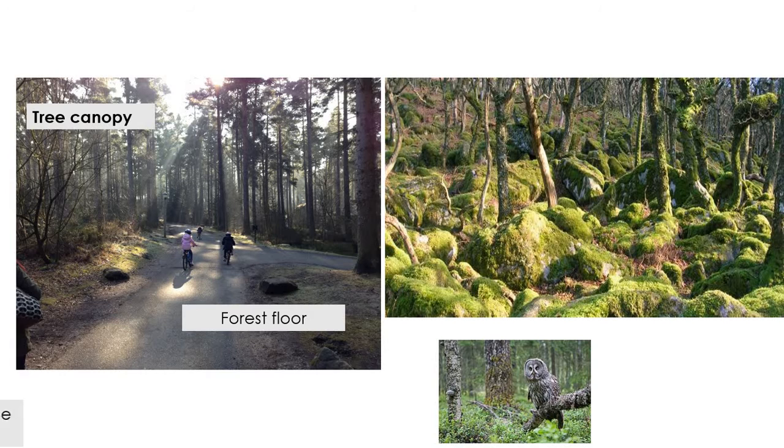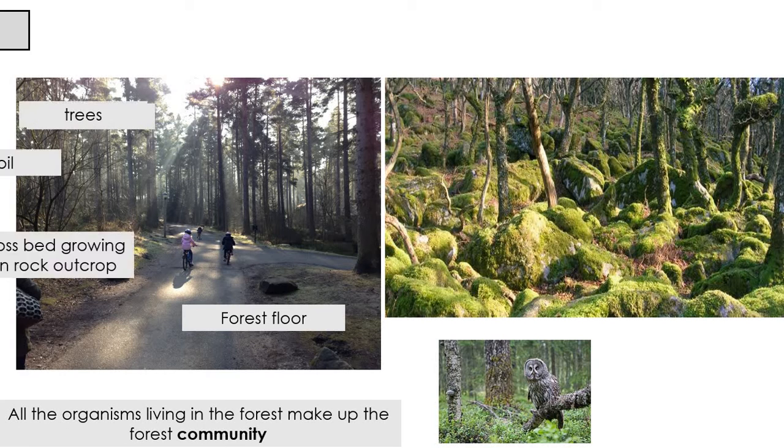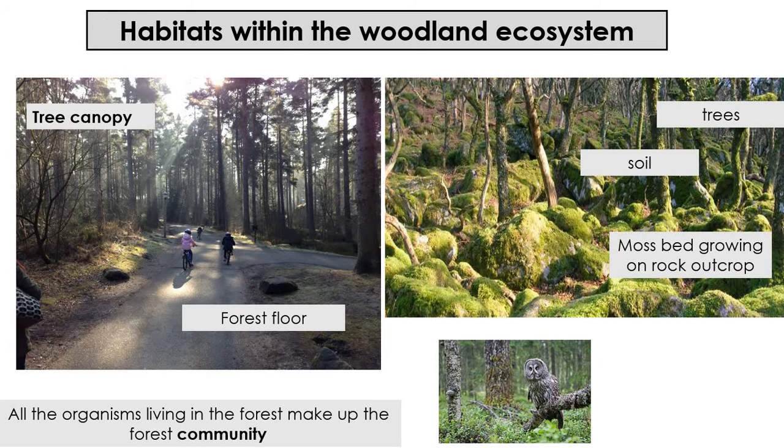Now, what we can do now is start to think about these ecosystems in a bit more detail. And think about, well, what's the difference between a habitat and an ecosystem? Habitat is within the ecosystem. So if we look at this forest, for example, we have the habitat of the tree canopy where birds live. We have the forest floor where lots of detritivores and microorganisms will live. We have the trees, the soil, moss, bed itself would be a habitat for various smaller organisms.